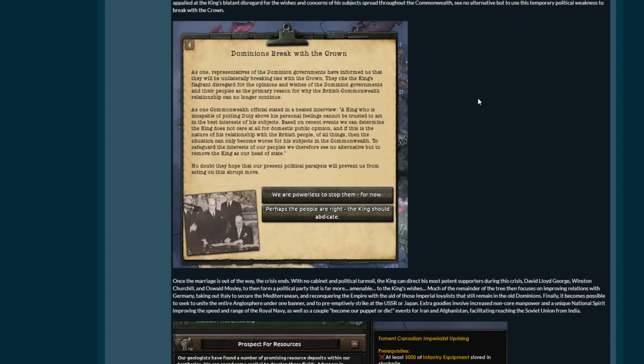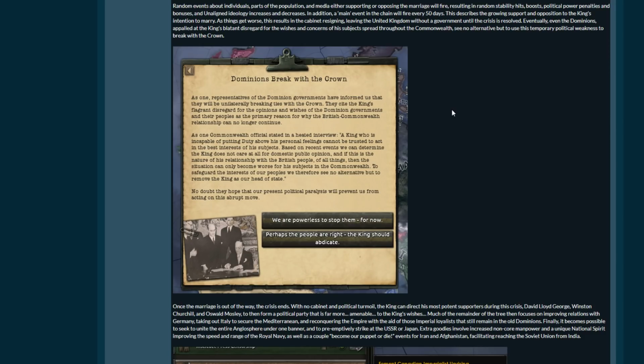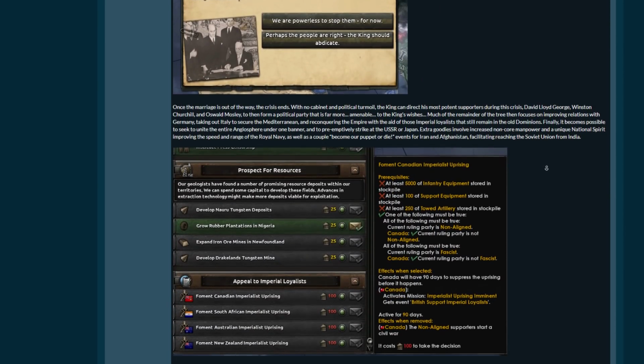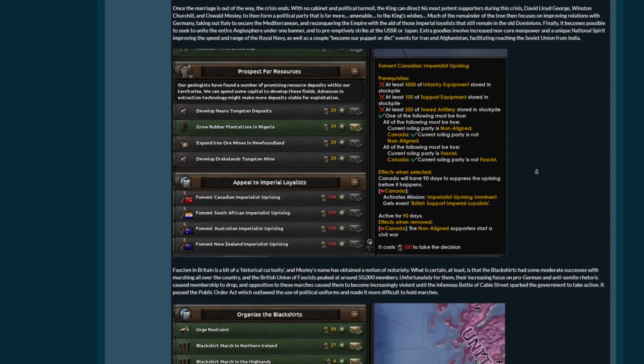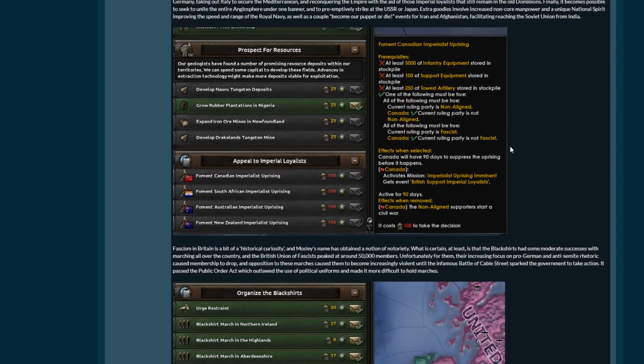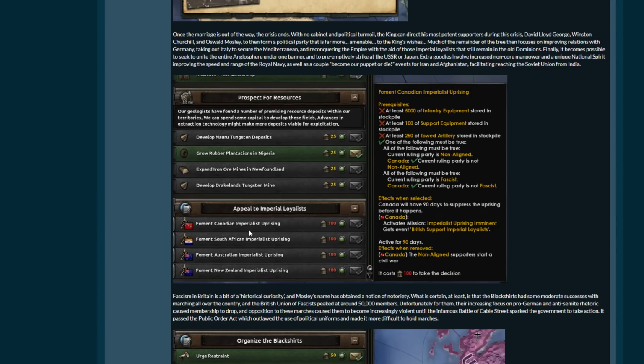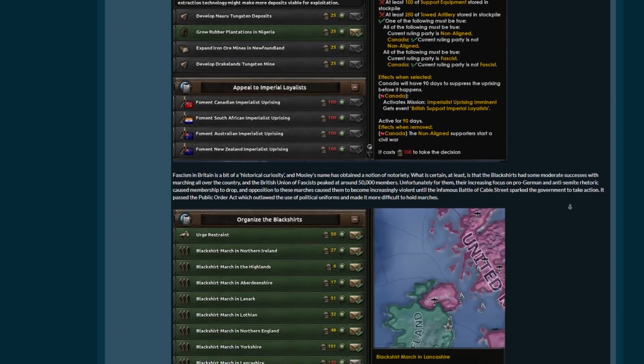And then you've got issues if you do a very large swing towards fascism or communism, where you could worry about the colonies potentially breaking away. What do we got here? So in this case, if those former colonies do choose to break away, you can use political power and weaponry to try and keep them under your belt.